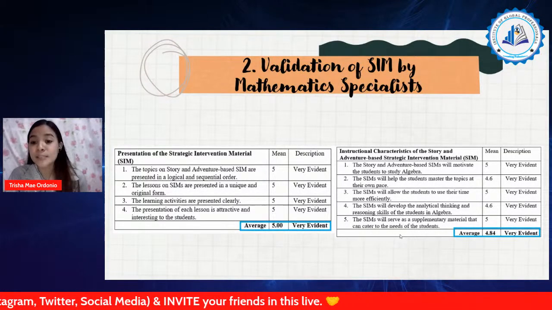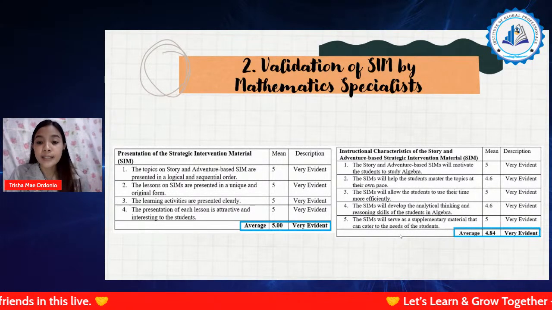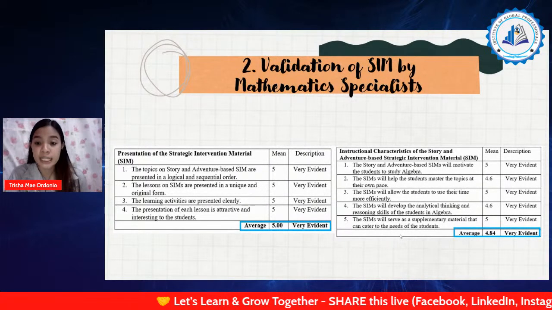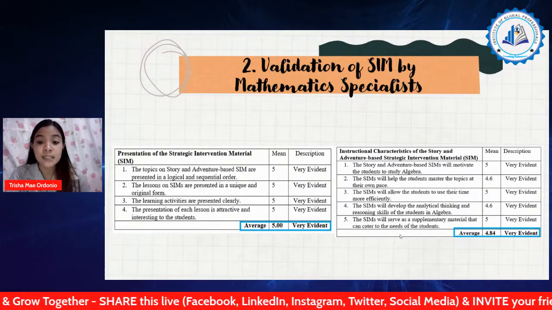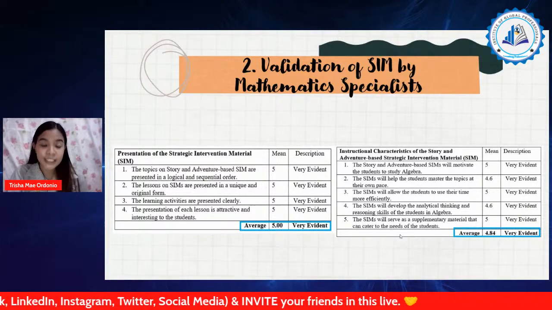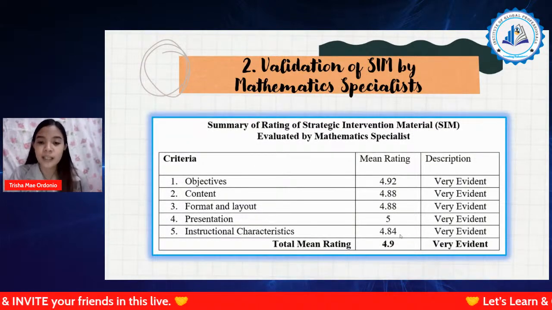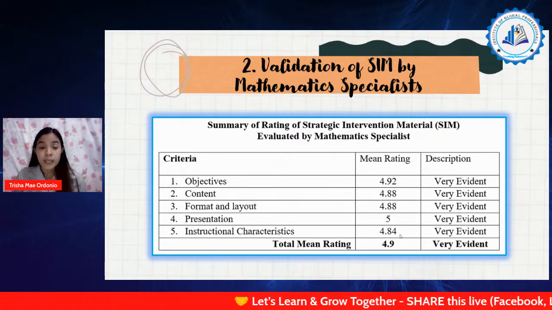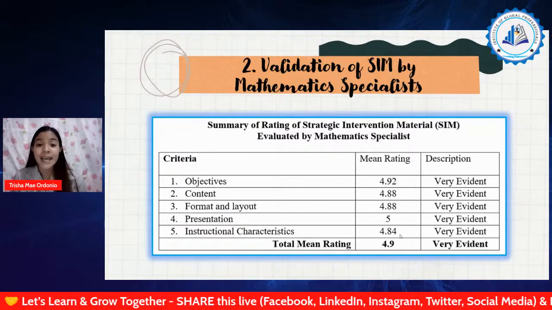It will help the students master the topics at their own pace. It will allow the students to use their time more efficiently, and the SIM develops analytical thinking and reasoning skills, and it will serve as supplementary material that can cater to the needs of the students. In summary, we have a total mean rating of 4.9, which is very evident. Therefore, the strategic intervention material, according to the mathematics specialists, is valid.